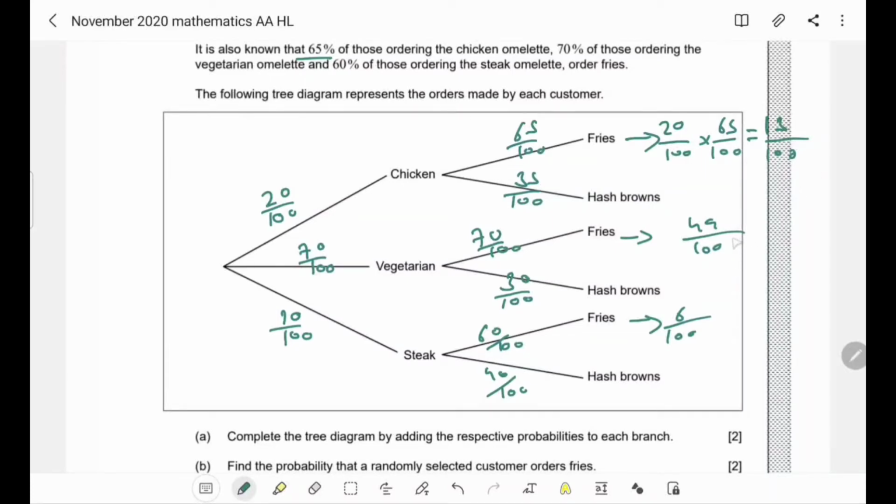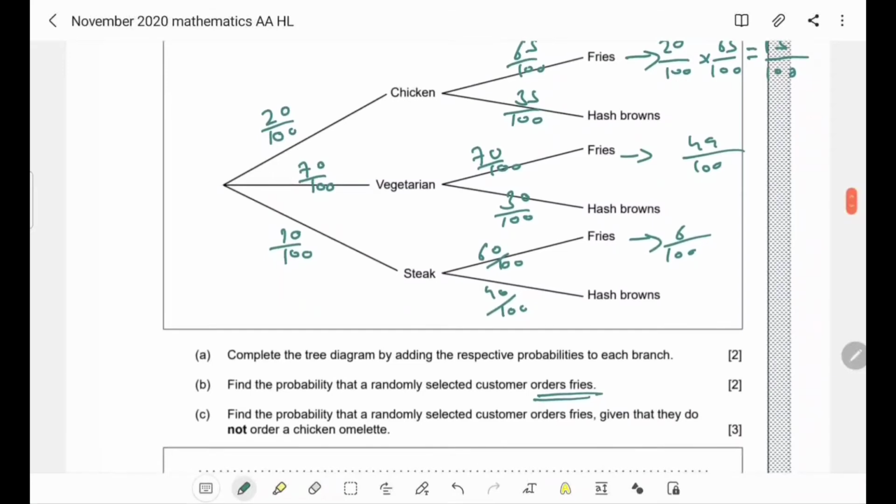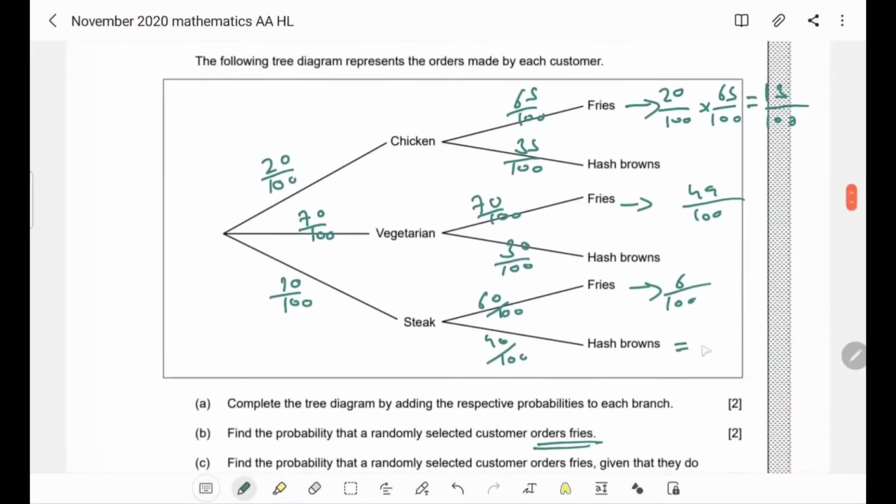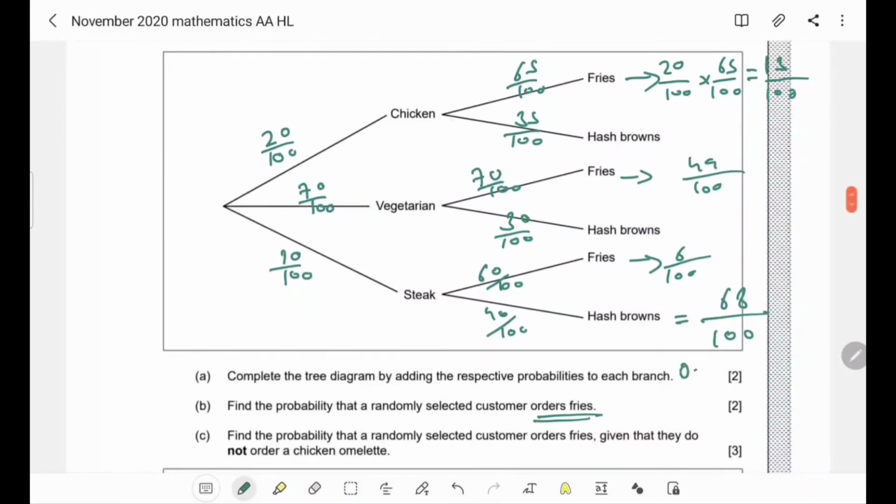So 13 by 100, 49 by 100, 6 by 100. So we need to add these 3. We can easily add because the denominator is the same. So 13 plus 49 is 62, plus 6 is 68 over 100. So we can simplify it as 0.68, or we can divide it by 2 also.